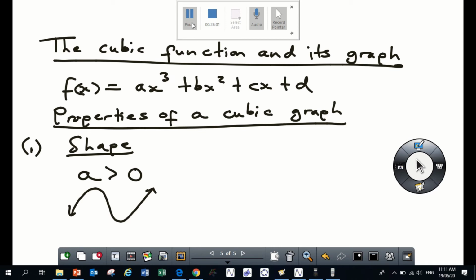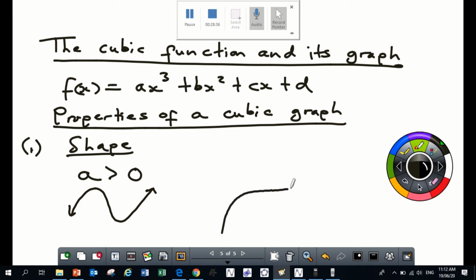You need to be very careful about the shape of a cubic graph. It is determined by a. When a is greater than 0, you start with a maximum turning point, then a minimum turning point. Now, it's not always the case that a cubic graph will have 2 turning points. Two is the maximum, but sometimes it can only have a point, so you can have a situation where a stationary point is also called the point of inflection, whereby it will look like this.